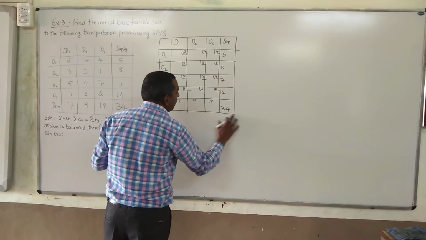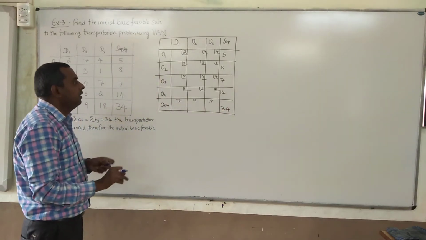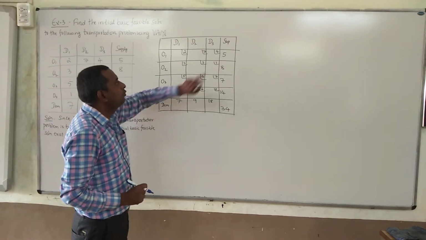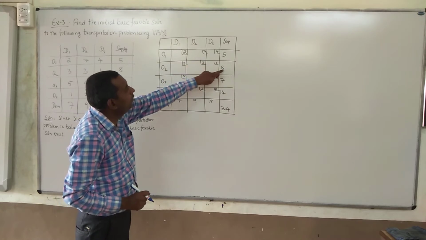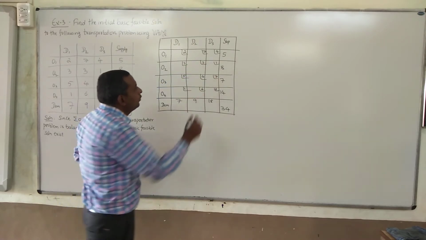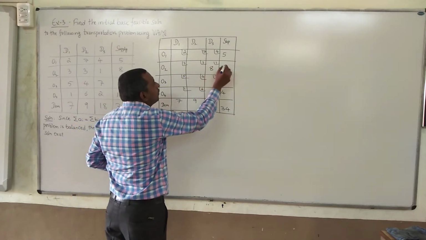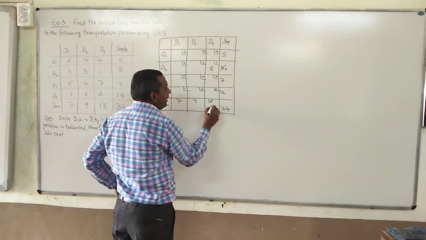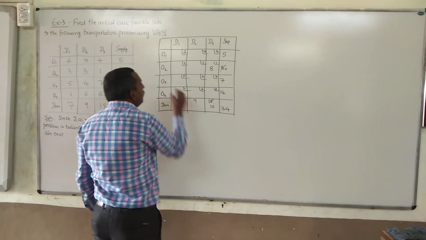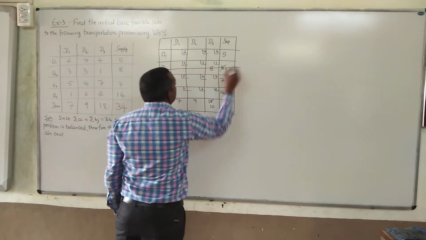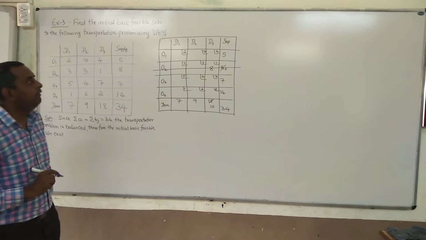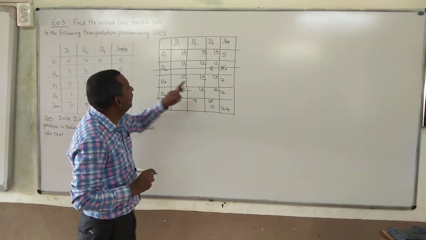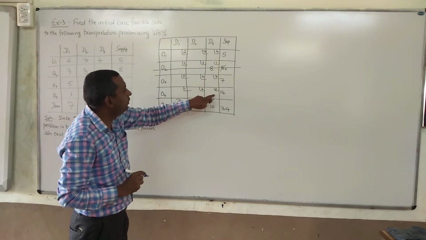I have written it. So the first allocation I will make in this cell. With the respective supply and demand, let me write 8 here, so this gets 0, and 18 minus 8 is 10 here. So this complete row O2 will be eliminated. Now the remaining 1, 2, 3 and these things.